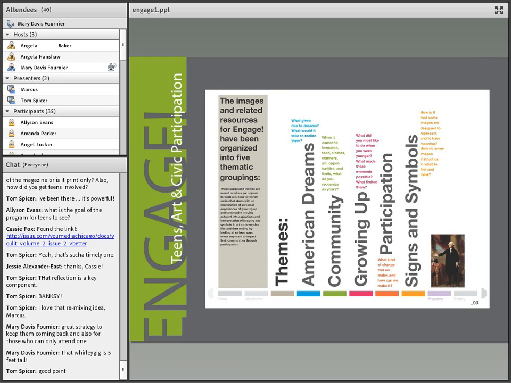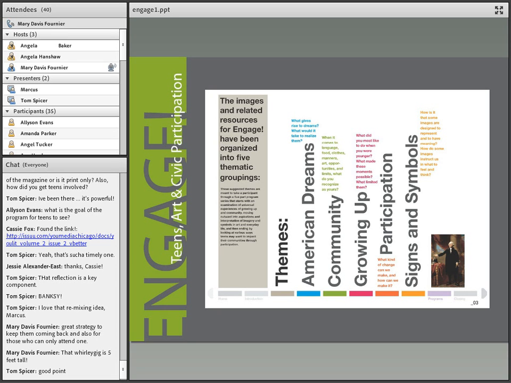Some took one of the themes and created an entire program series around it. Others shuffled the images around and repositioned them to suit their program vision. Other pilot libraries chose to use some images they felt their teens would be most responsive to over others. What we found was that all of it worked.